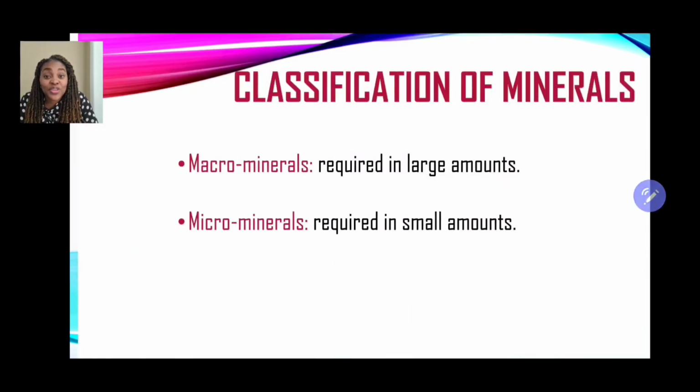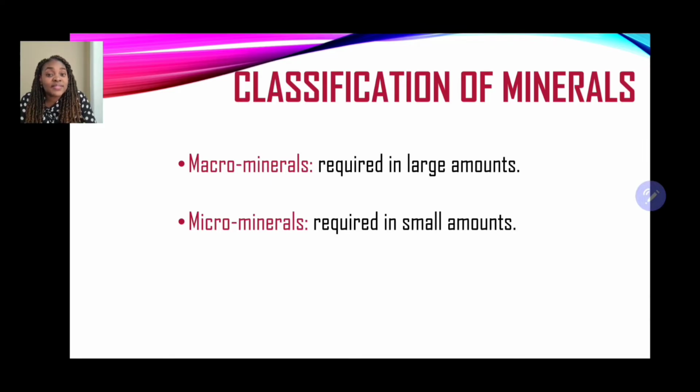Let us look if what you were thinking about is correct, right? Now, classification of minerals. We have two categories. We have macro minerals and micro minerals, or we may say trace minerals, right? Now, similarly with the concept of macronutrients and micronutrients, the macronutrients are what? Remind me of them. Proteins, carbohydrates, and fats or lipids, whereas the micronutrients are vitamins and minerals.